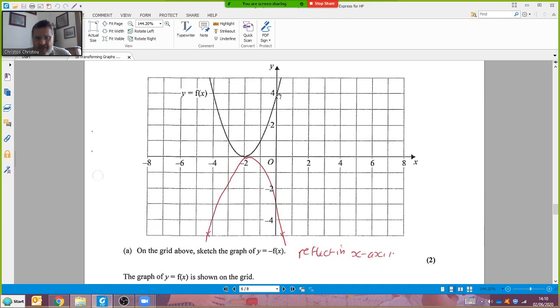Unfortunately, this one I missed. The 0, 4 should become 0, minus 4. I completely missed it and put it through minus 3. That's actually badly drawn. I'll probably lose a mark for that because it seems like I deliberately put it through minus 3. I just missed.